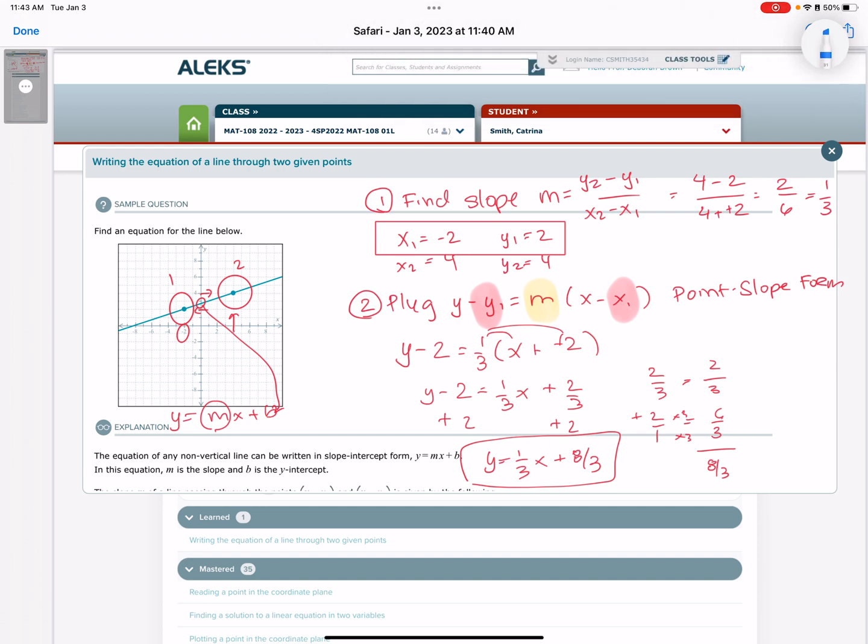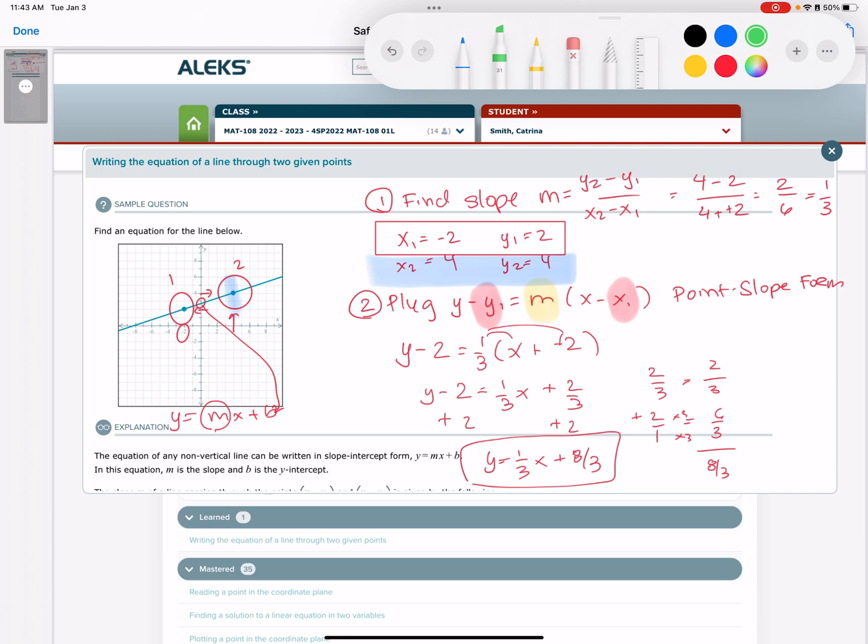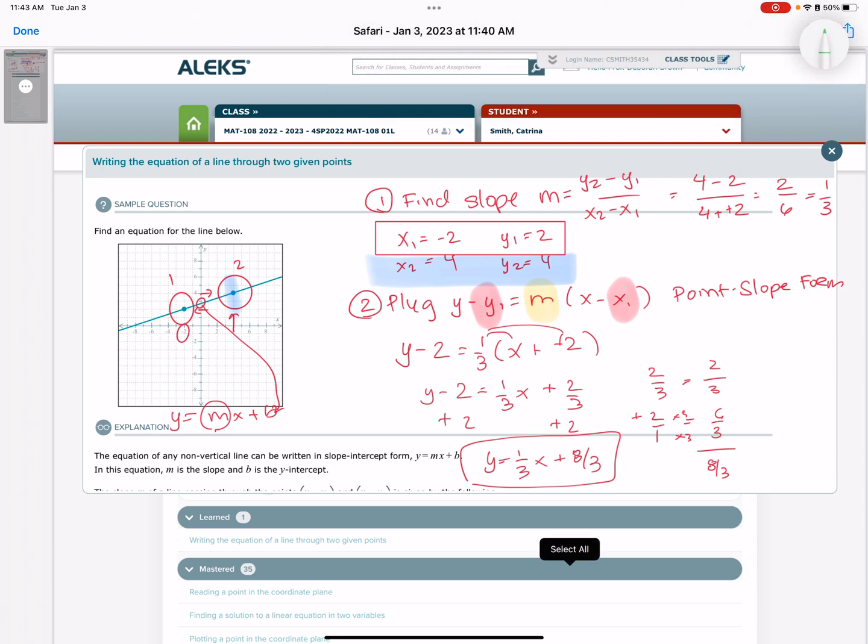Now this is what I was just saying, just one more little gem of knowledge for you. If I chose to use this point here, 4, 4, instead, I would come up with the same equation. In fact, you don't believe me? Hey, let's go ahead and solve it. I know you believe me. I'm sure you do. But just for fun, let's do it. So if I did y minus 4 equals 1/3 times x minus 4, because instead of using negative 2, 2, I'm using 4, 4. Let's go ahead and solve it. y minus 4 equals 1/3 x minus 4/3.